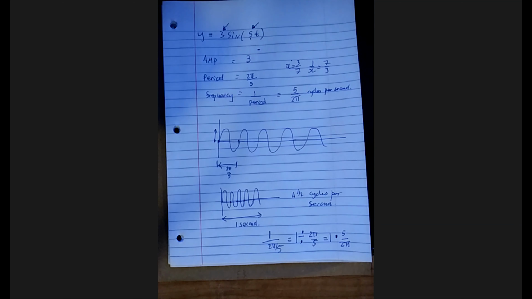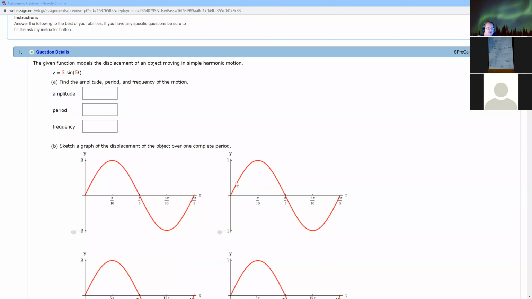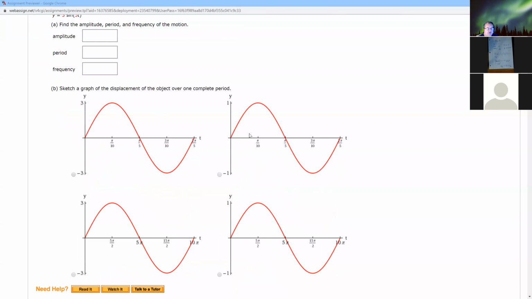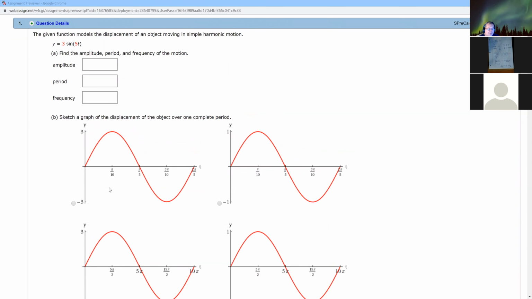Right, let's look at some more examples of those. So we've gone through the amplitude, period, and frequency, and then we're looking at some pictures and asking which one of these 4 pictures best fits 3 sine 5t. Well, I know the period is 2 pi over 5, so it could be this shape, or this shape. I'm kicking out this one because the period here is 10 pi, and another one 10 pi, so forget those 2.